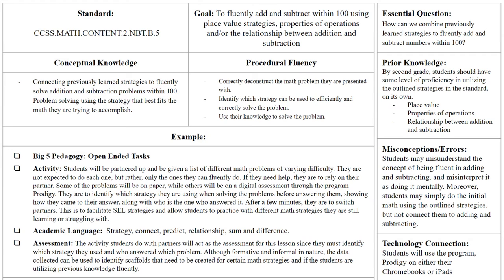This is to facilitate social and emotional learning strategies and allow students to practice with different math strategies that they are still learning or struggling with. This partnered activity will act as an assessment for this lesson, as they must identify which strategy they used and who answered which problem. Although formative and informal in nature, the data can be used to identify scaffolds that need to be created for certain math strategies and if the students are utilizing previous knowledge fluently.